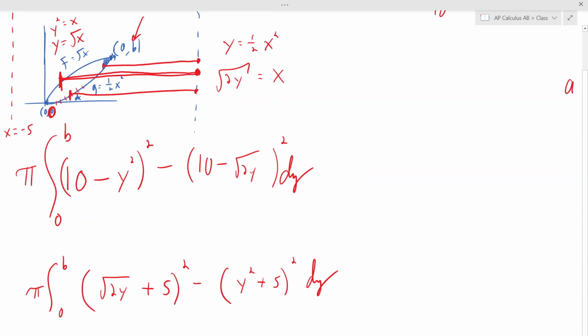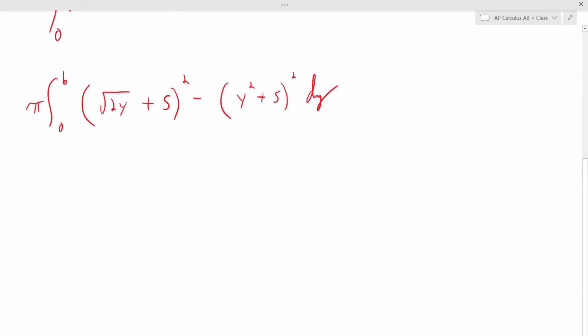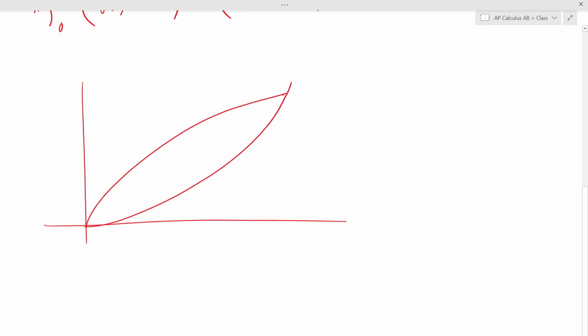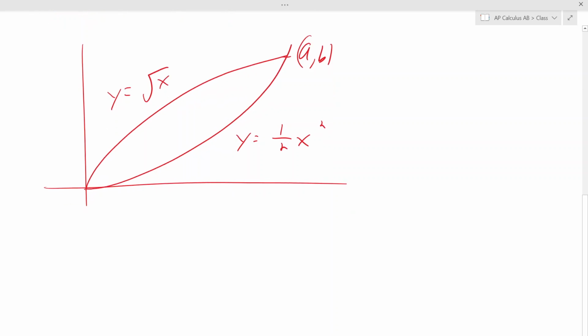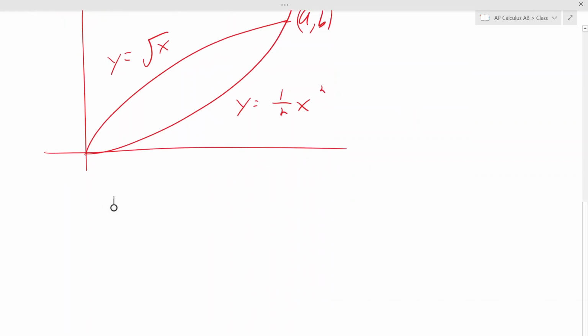Good? Okay. And then the last kind of volume you're going to see is if it's the base of a solid. So let me draw that shape again. Again, root x, 1/2 x squared. We call this point out here a to b. Cool. This is root x. This is 1/2 x squared. So they might say this is the shape of some solid, right? So they'll write it like this.